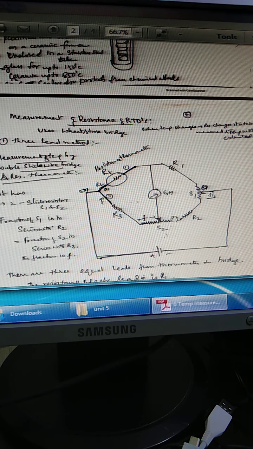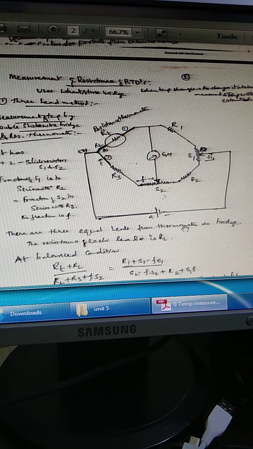In this Wheatstone bridge, in addition, we will use two sliding resistors S1 and S2. Because of these sliding resistances, some resistance will be added to R3 and R2 from S1 and S2. From R1 also some resistance will be added. Under normal condition, when no temperature is applied to the resistance thermometer, it will have some resistance. Therefore, the bridge is balanced. The jockey point S1 will be at some position and this point will be at this position. The bridge will be balanced and the galvanometer reading will be 0.